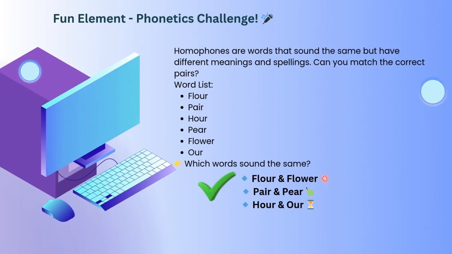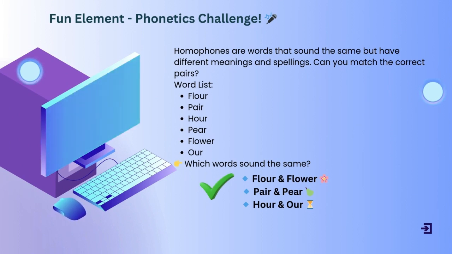Fun element, phonetics challenge. Homophones are words that sound the same but have different meanings and spellings. Can you match the correct pairs? Word list: flower, pear, hour, pair, flour, our. Which words sound the same? Flower and flour, pear and pair, hour and our.